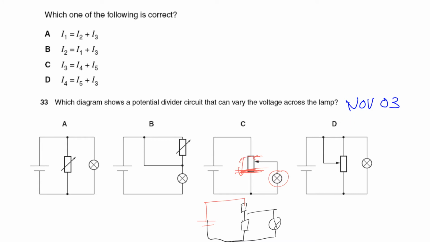Whereas D also cannot, because your lamp once again is connected in parallel to your cell. So it follows the PD of your cell. Do you understand? Okay, so the answer is C.